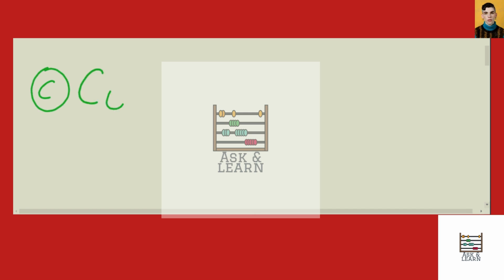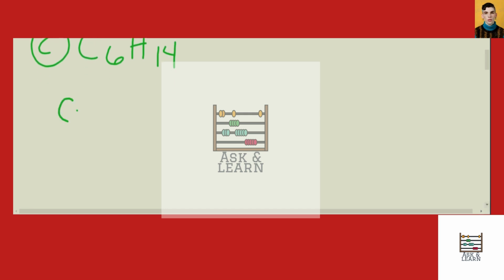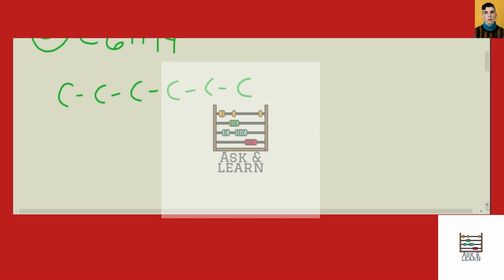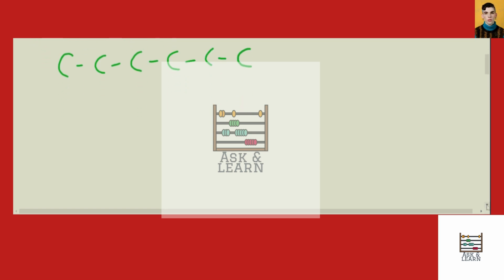And then for our last one, we have C6H14. So obviously the first one we have is a chain. So that's our first one. And then our next one, we want to have 5 in a row. So 5 carbons in the chain.